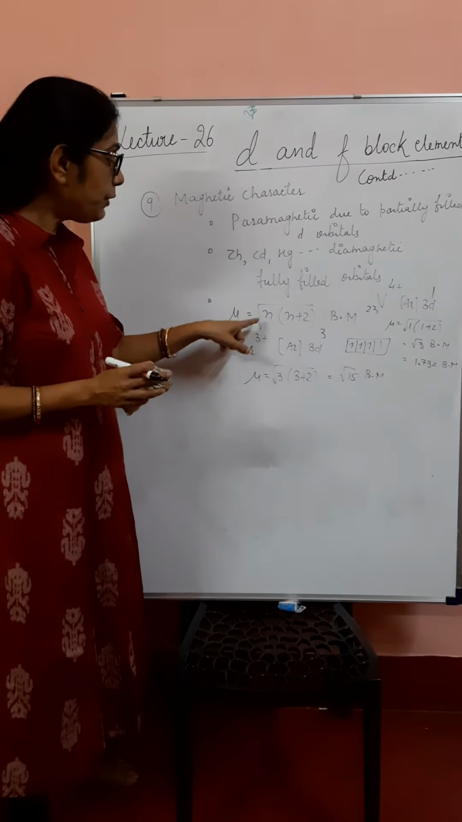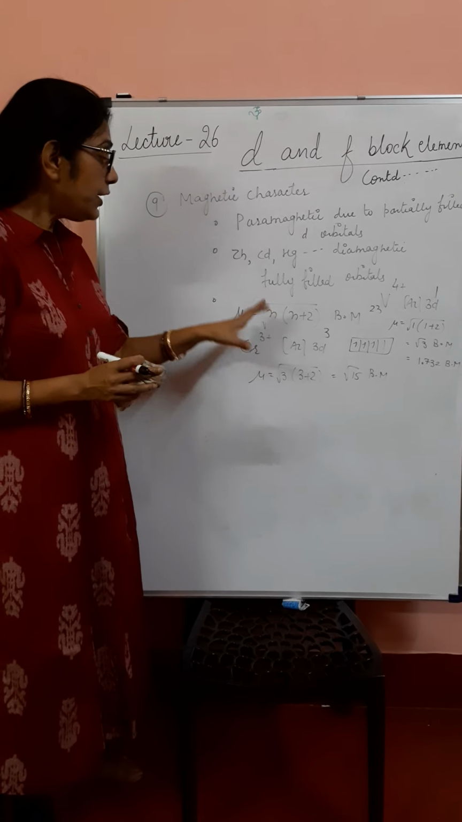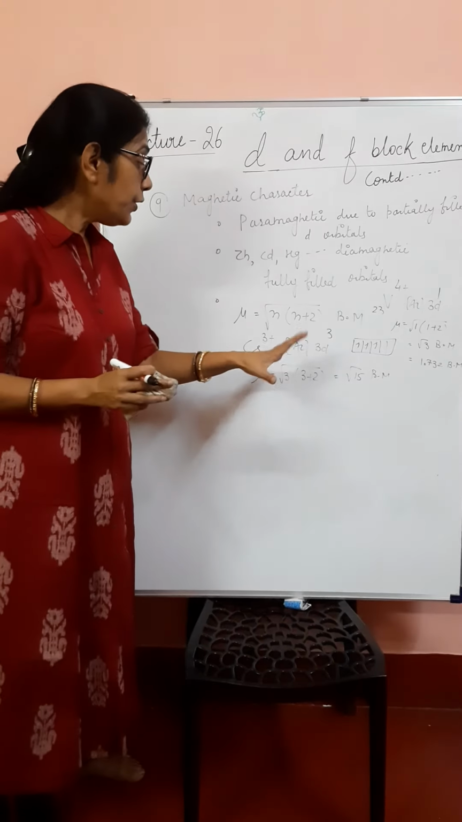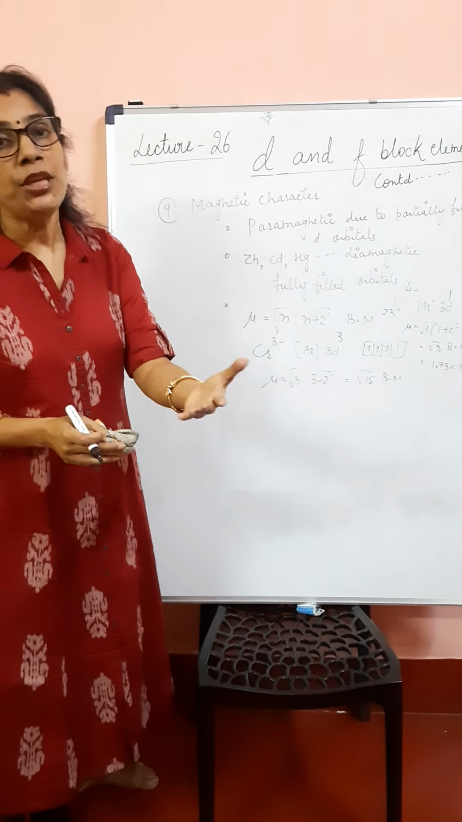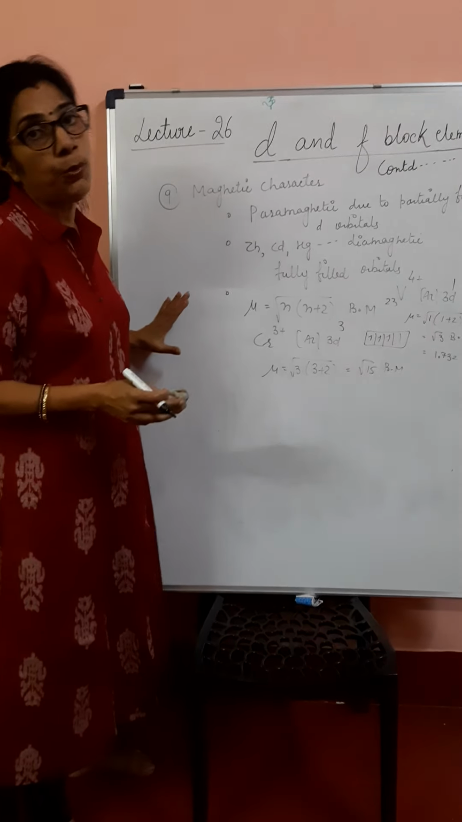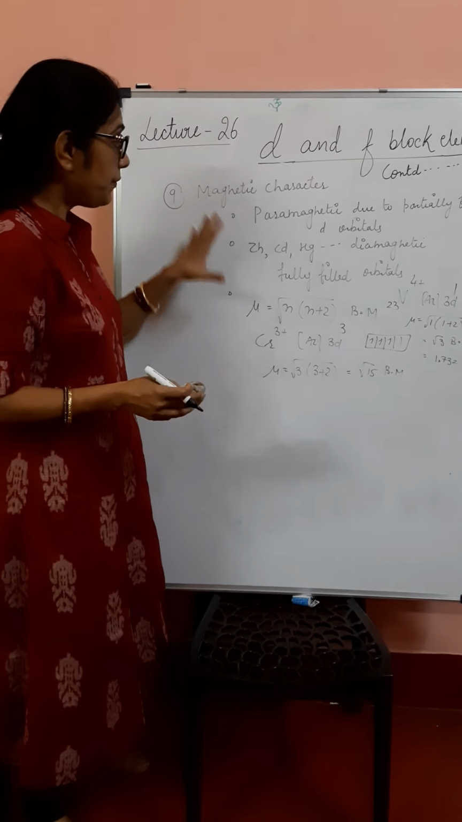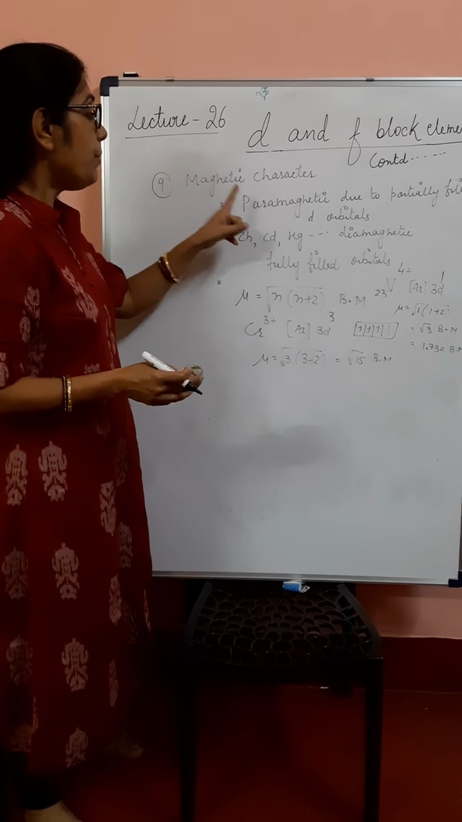So in this case, when you remove the root, then it will become a quadratic equation. You will have two values, one plus and one minus. The minus will be ignored and you will consider the positive value. So that's very important, my dear students.